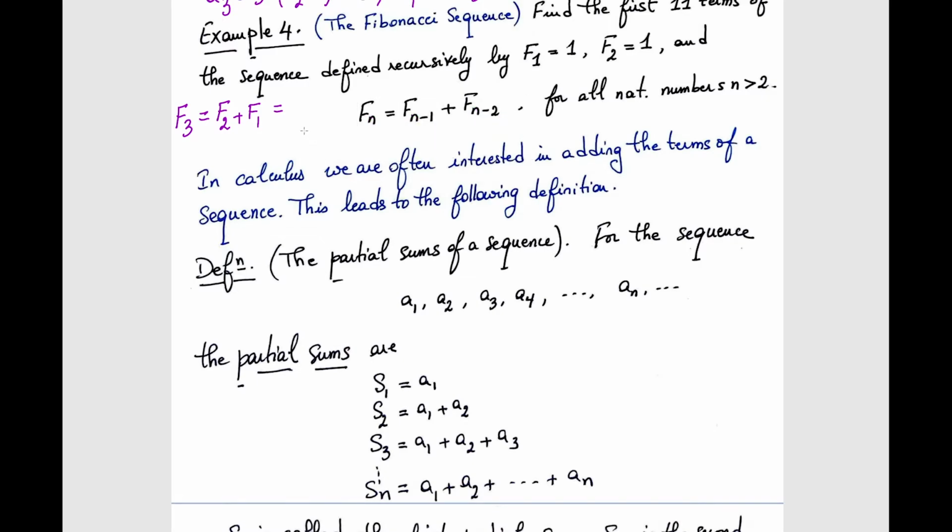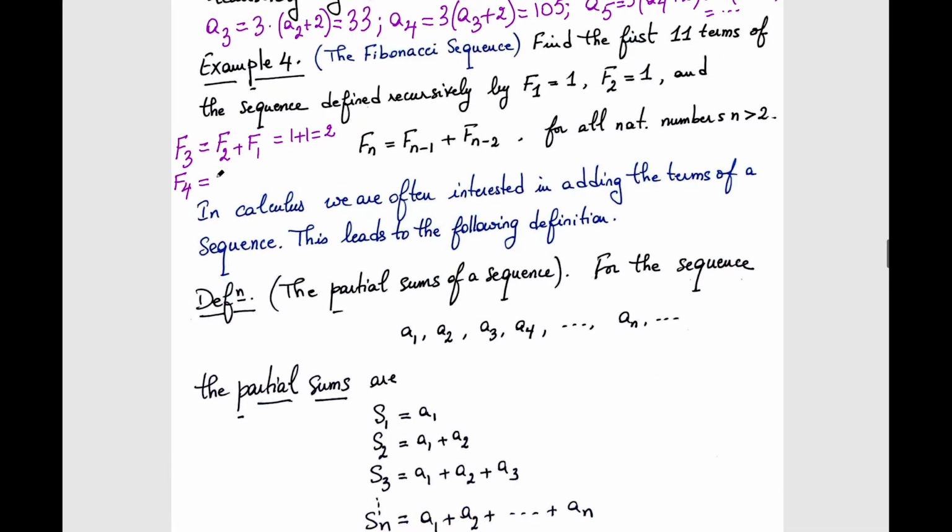Alright, so we get this, and this is equal to what? 1 plus 1, just 2. So the third term is 2. How about the fourth term? I'm not gonna go and find the first 11, to be honest. I'm gonna just find a few. How about the fourth term?